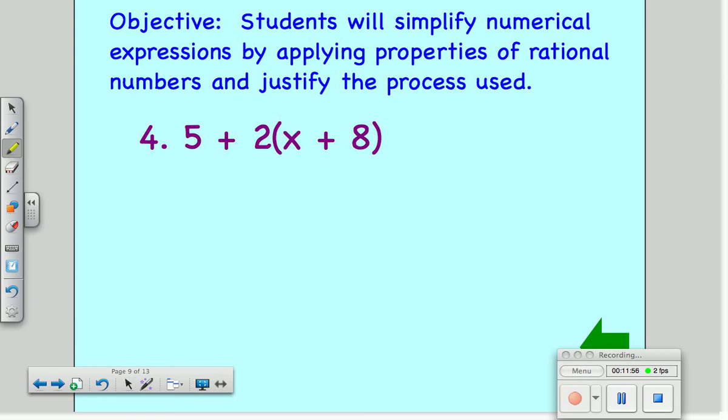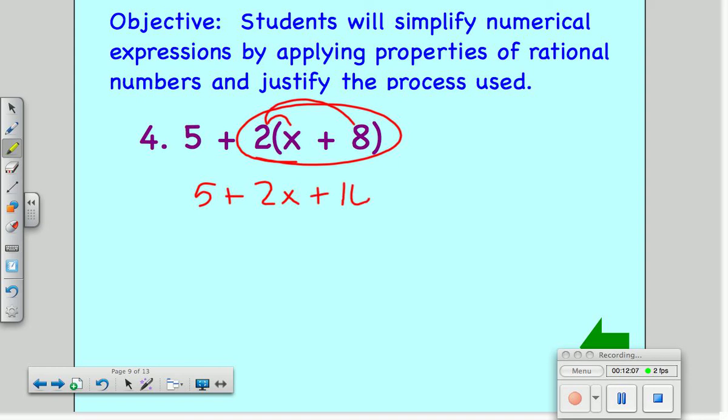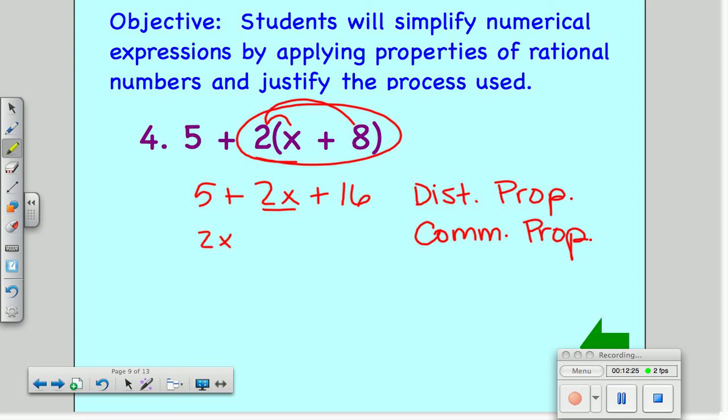Here, I'm going to first use the distributive property on this. So, 2 times x is 2x. 2 times 8 is 16. So that was distributive property. I'm going to start abbreviating here, distributive property. Now I'm going to use the commutative property to change the order in which my terms appear. I want my variable terms first, so that's my x. My constant terms, 5 and 16, last. Now I'm going to combine like terms.